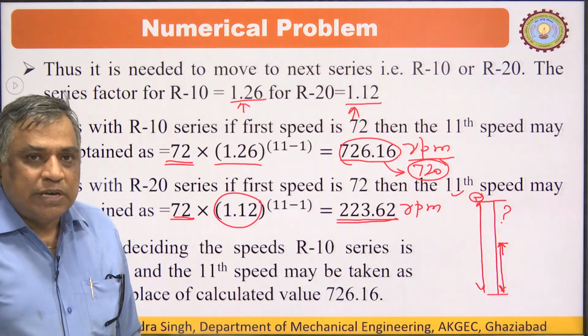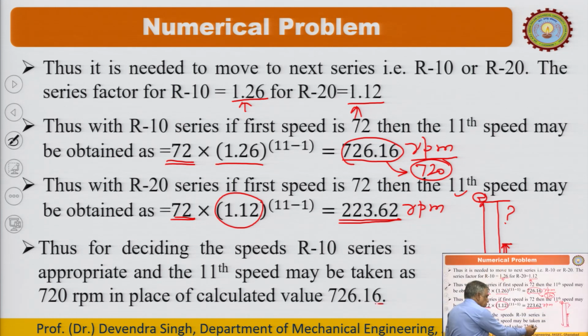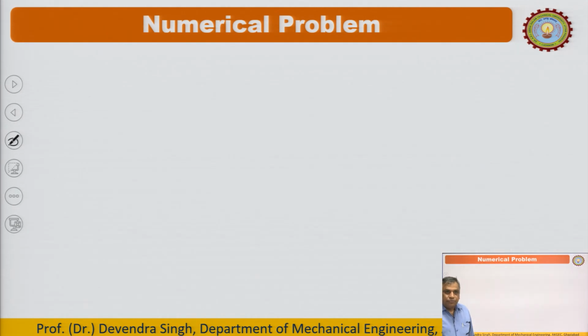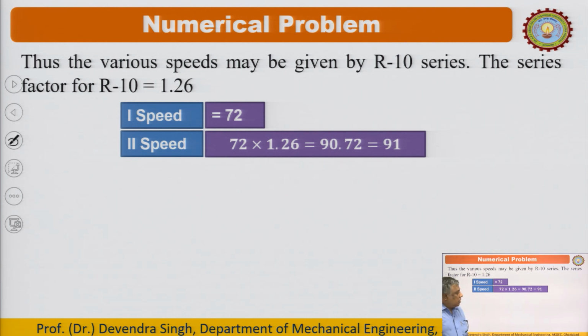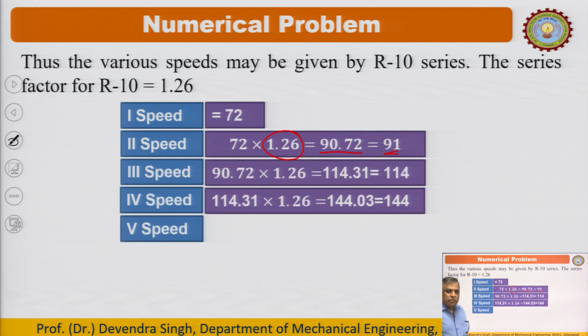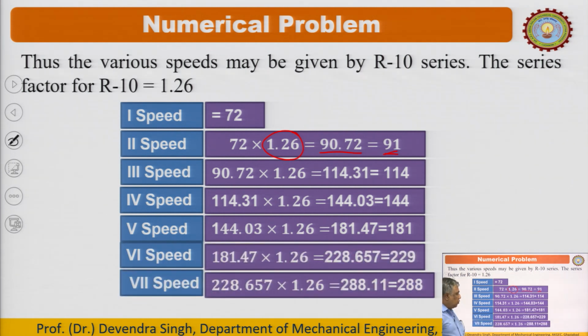So I have decided I will use the R10 series, for which the last size is this, and for this I will take 720 in place of this. Now the calculation for that. First speed 72, second speed, the ratio factor I have changed, this is 1.26, so 90.72, so 91, and similarly we will get this. All the speeds we have covered.